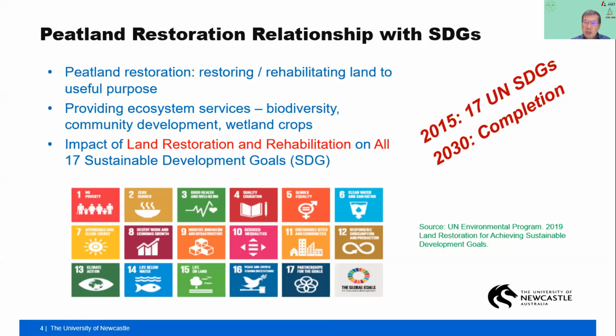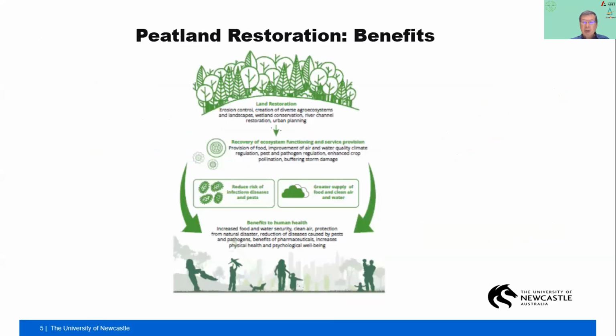The UN SDGs, as you know, were conceptualized in 2015, and are scheduled to meet all the goals by 2030, which is only 15 years away. So right now it's only 10 years away. We have had 5 years of embarking on the UN SDGs. Land restoration and rehabilitation impacts all 17 SDGs, so you can read that in the report. We'll pick a few SDGs later to focus on.